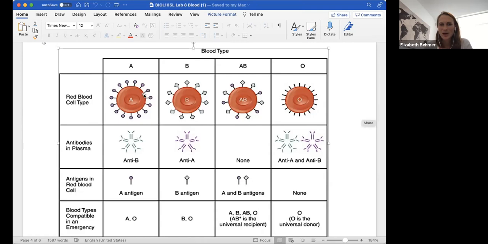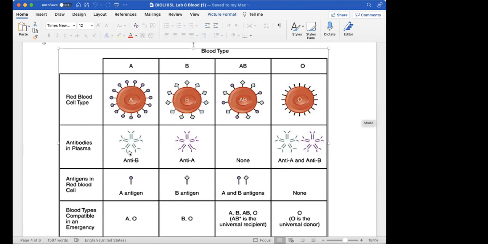In our blood types, we have antigens on the surface of our red blood cells. So I'll just talk about myself. For example, I'm type A. So I have A antigens on the surface of my red blood cells, and I have the anti-B antibodies in my plasma. And I went ahead and turned off my video to see if that helps with the recording.